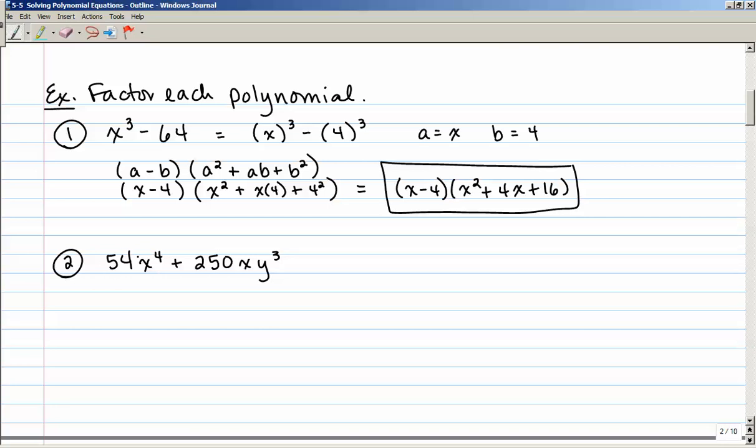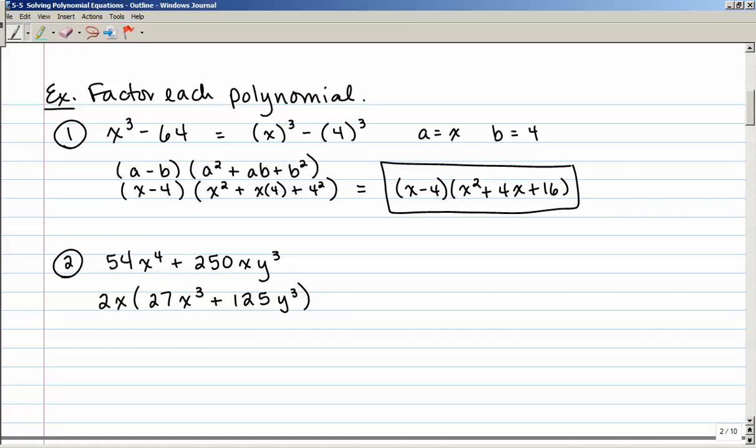So when I divide 54 by 2, I get 27, which is a perfect cube. That's 3 cubed. When I divide 250 by 2, I get 125, and that's a perfect cube. 125 is 5 cubed. So I will factor a 2x out of both terms, and that leaves me with 27x cubed, a perfect cube, plus 125y cubed, and that's a perfect cube.